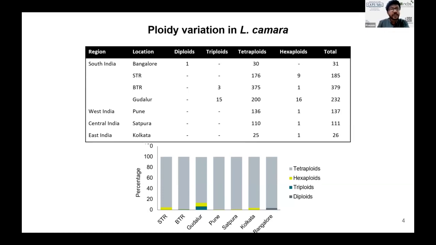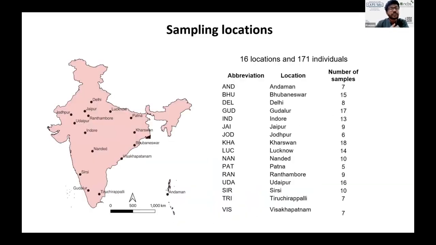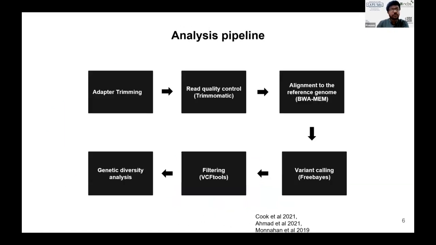Then we went ahead to study the genetic variations of Lantana. For this, we collected Lantana samples from 16 locations across the country, and we sequenced 171 individuals using the ddRAD sequencing method. Once we get the sequence data, we follow a standard variant calling pipeline where you remove the bad quality reads and align the reads to a reference genome.